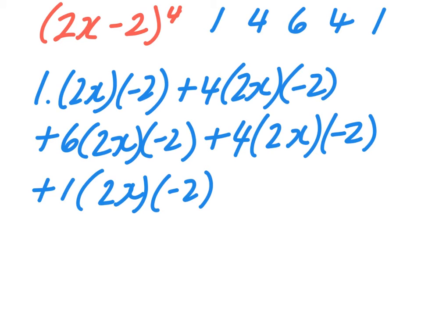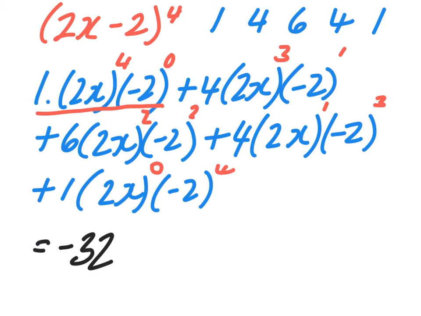I'm sorry, I can't fit it on the page either. But now I'm going to put in the powers. So remember that this is to the power of 4 and this is to the power of 0. Then this is to the 3 and this is to the 1, 2 and 2, 1 and 3, 0 and 4. Okay? So now let's look at the first piece here. 2x to the power of 4 is 2x times 2x times 2x times 2x, so that's going to give you 16x to the power of 4 times minus 2. So that's going to give you minus 32x to the power of 4.